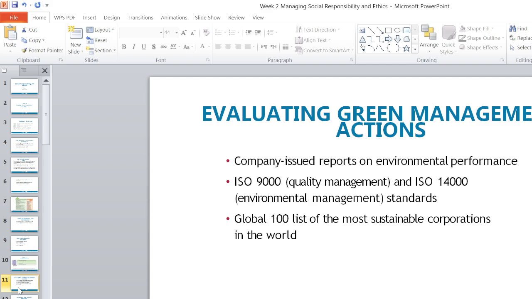We have two ISOs, which are ISO 9000 and ISO 14000. One of them is about quality management, and one of them is for the environmental management standards. Each one of these ISOs is not given to just anyone, rather they are given to those companies who are strictly following the standards before being given these certifications.